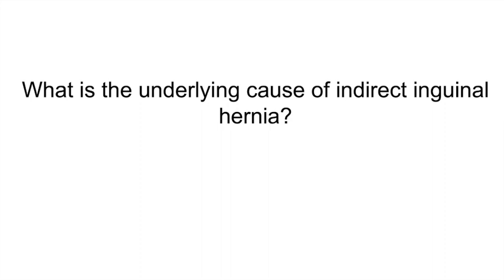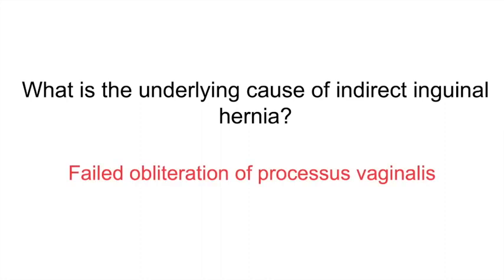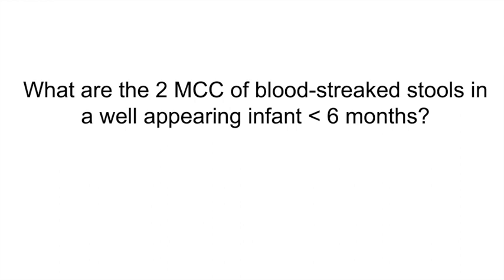What is the underlying cause of indirect inguinal hernia? Failed obliteration of processus vaginalis. What are the two most common causes of blood-streaked stools in a well-appearing infant less than 6 months old?